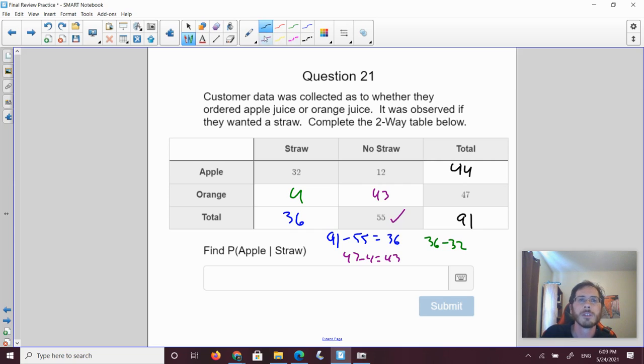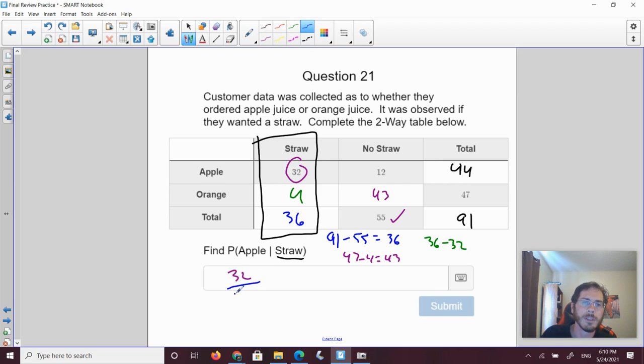Pretty good. So the last part down here says find the probability that somebody picked apple given that they already picked a straw. So what we're going to do is only look at the straws because we have to pick a straw. And then we have to look at how many people picked apple. 32 people picked apple. So 32 out of the 36 straw people. And we don't need to reduce. You can if you want, but that's it.